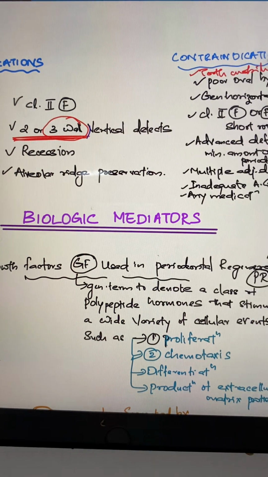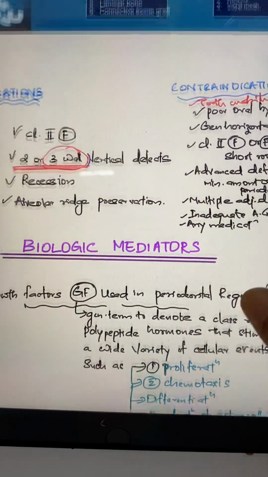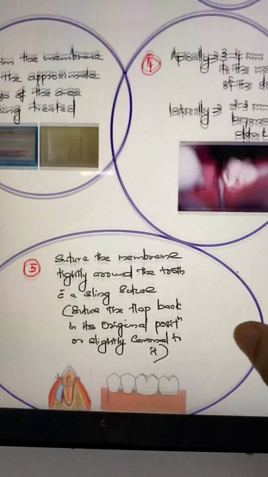And the contraindications are if the tooth is mobile. In such a condition we are not supposed to place this GTR, and also if the patient is unable to maintain oral hygiene, in such a case also we should not. There are other contraindications as well, but these are the main contraindications. This is all about GTR. I hope you understand this. Thank you.